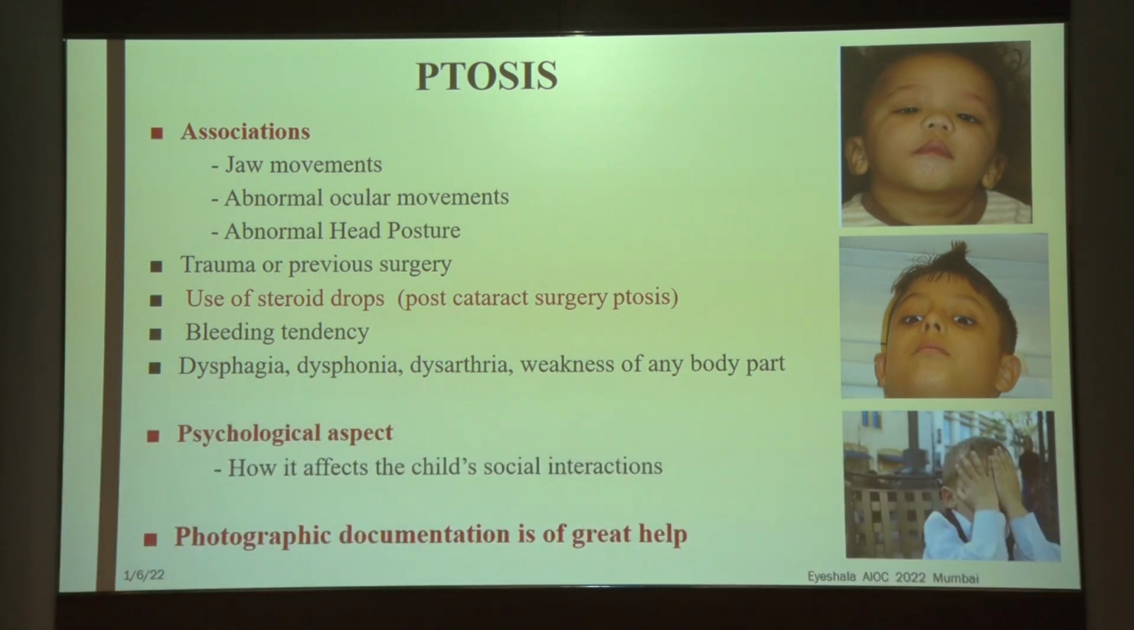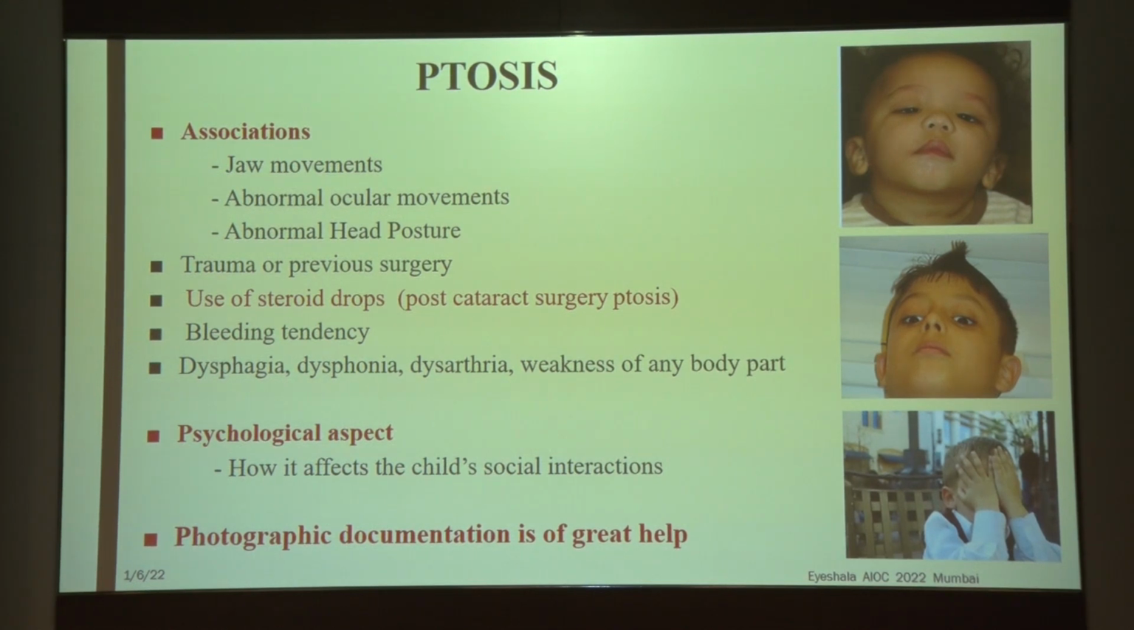Any bleeding tendency, so that you are prepared on the surgery table. Dysphagia, dysphonia, dysarthria again go in favor of myasthenia. So all these aspects you have to be very careful while taking your history. The psychological aspect, very important, because it will help you in deciding the timing of your surgery. Sometimes the child may be having a mild or moderate ptosis, not causing amblyopia, but the peer pressure is so much that he's developing depression or whatever the reason. So you should consider that also.